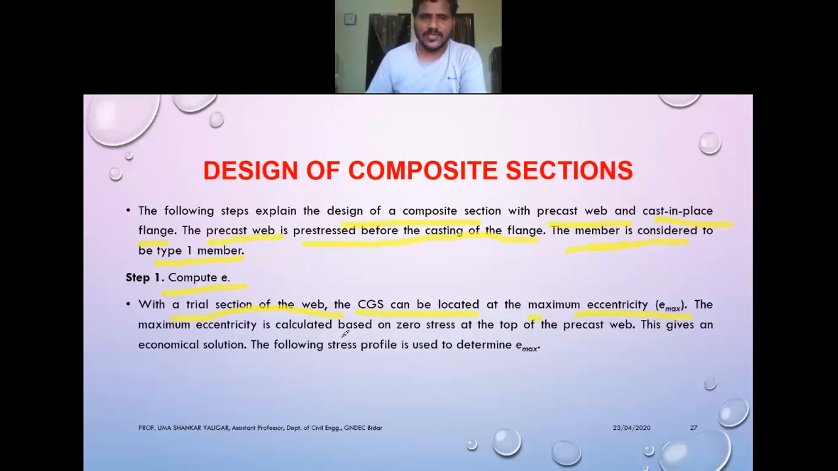That maximum eccentricity we can calculate based on zero stress at the top of the precast section. We need to calculate the maximum value of P so that the stress at the top should be 0. This gives an economical solution, because we know that we always need to make the tensile stress equal to 0. That's why the stress at the top should be 0. Then the following stress profile will help to determine the e maximum value. We will see that stress profile here.